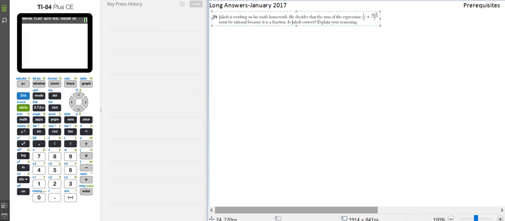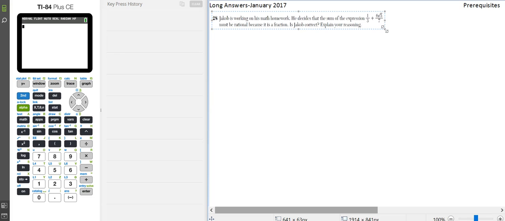This is a Regents question from the January 2017 Algebra 1 Regents on the topic of rational and irrational numbers. It is number 28. The question asks us: Jacob is working on his math homework and he decides that the sum of the expression 1 over 3 plus 6 square root of 5 over 7 must be rational because it's a fraction. Is Jacob correct?